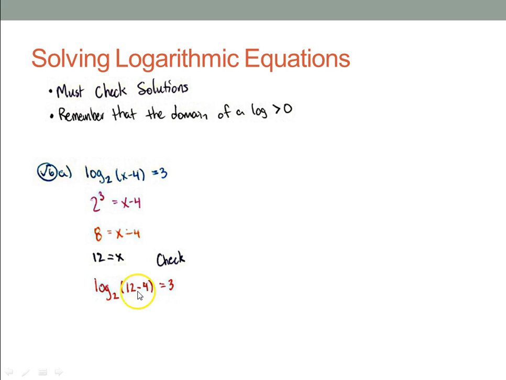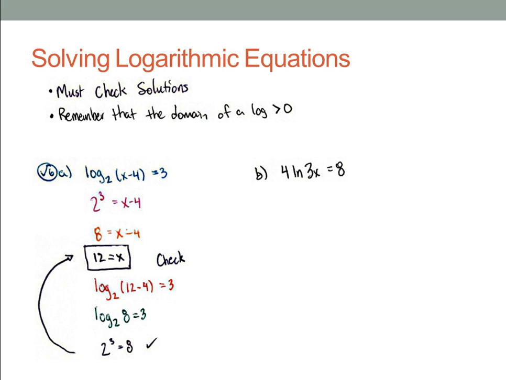So the base 2 log of 12 minus 4 is equal to 3. Well, I know 12 minus 4 is 8. The base 2 log of 8 is equal to 3. If we rewrite that as an exponent, we know that is true. So x does equal 12. All right, let's look at another example.